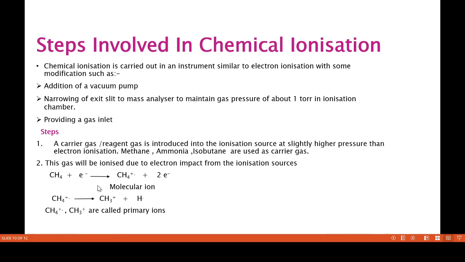The gas present in the ionization chamber reacts with the electrons released from the tungsten filament lamp, and they produce the molecular ion, and 2 electrons are released. This molecular ion, due to the high energy, undergoes fragmentation and gives CH3 plus ion and H radical. So these CH4 plus and CH3 plus are called primary ions. This is the second step of chemical ionization.